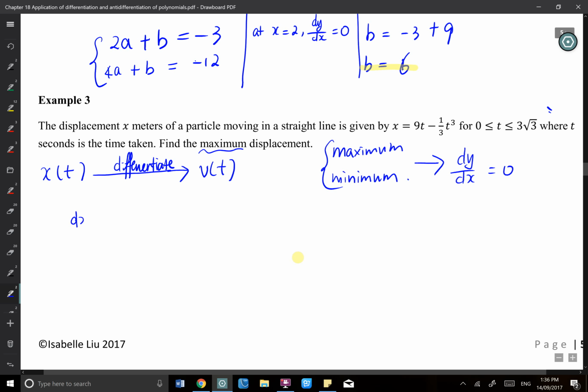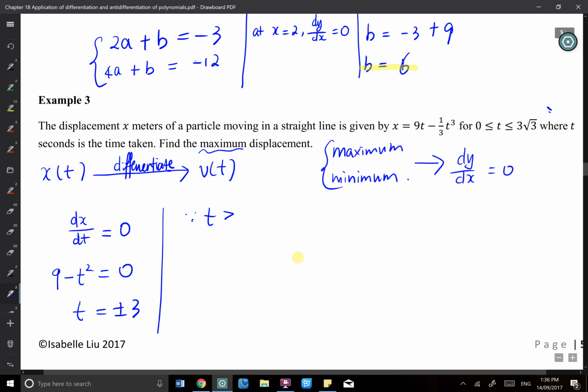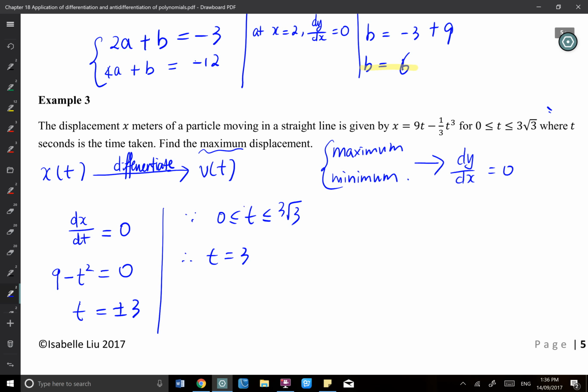What I'll have is dx/dt equals 0. So dx/dt is 9 minus t squared equals 0. Well, t squared equals 9 and t is plus or minus 3. And because t is greater than 0, t is 3.